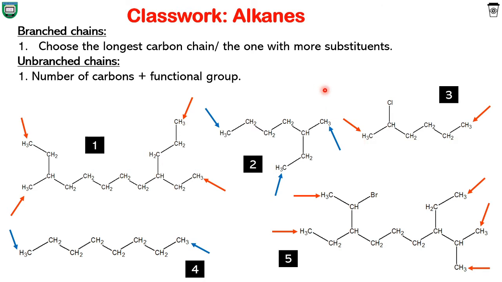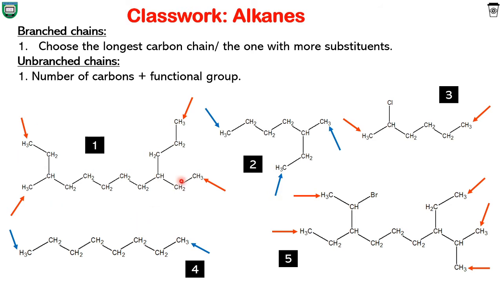So in the IUPAC nomenclature, first we need to understand how to choose the parent chain. We need to learn how to number the parent chain. Parent chain means the longest carbon chain in the molecule.